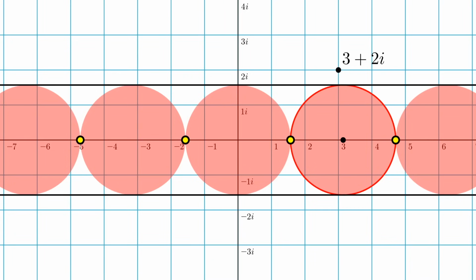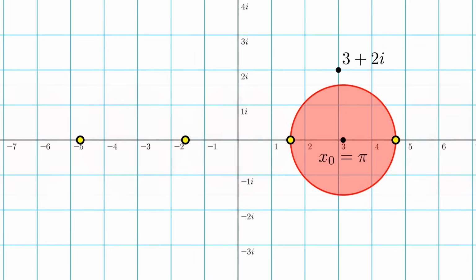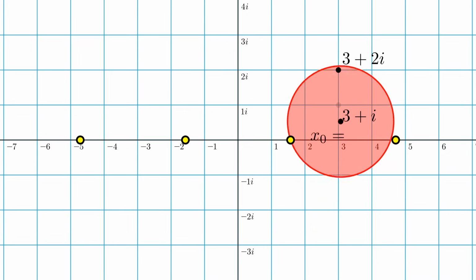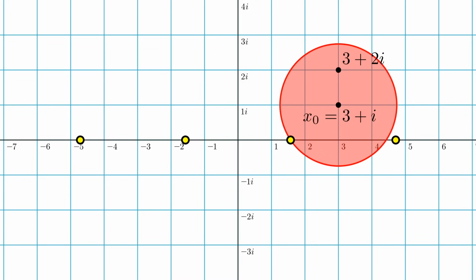Namely, if I want to know what the tangent of 3 plus 2i is, I can just start here at pi. That defines tangent within this disk. 3 plus 2i is over here, outside of the disk. But 3 plus i, as we saw before, is in the disk. So we write down the Taylor series of tangent at this point, which will now allow us to define tangent anywhere within this disk, which does include 3 plus 2i. And that will allow us to define tangent of 3 plus 2i.